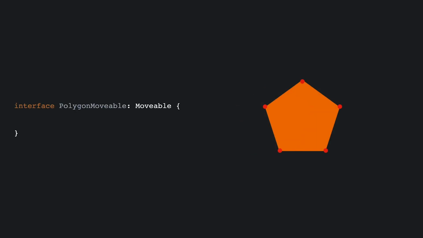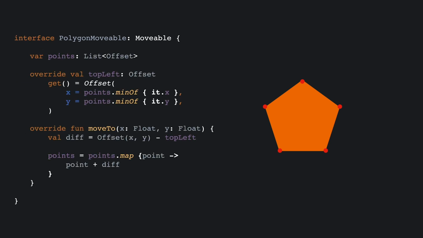So we are going to create a new interface. Let's call it polygon movable. And for this interface, we will have a list of points and we will have a top left. So as you can see, the top left here is automatically calculated each time you call it. So each time we call the top left, we are going to go to the list of points and get the mean X position, and for the Y, we will get the mean Y position. So that's how we can calculate the top left of a polygon.